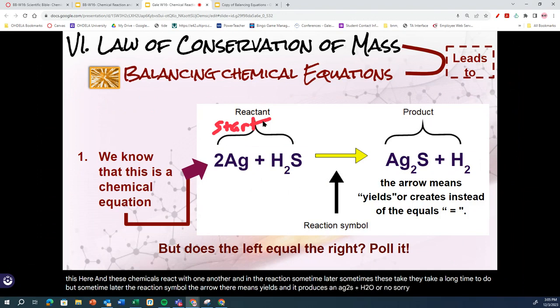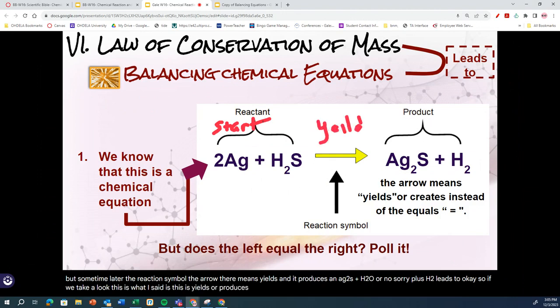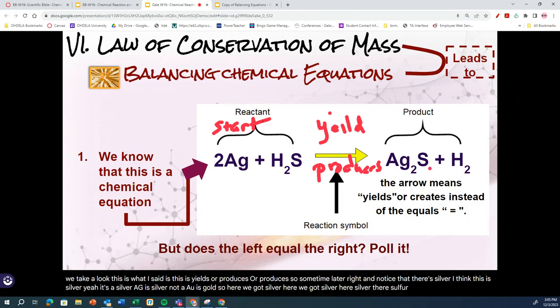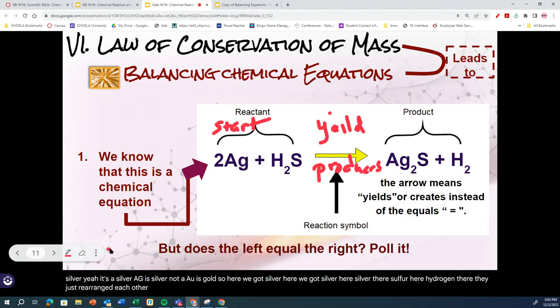Okay, so if we take a look, this is what I said, this is yields or produces. So sometime later, right? And notice that there's silver. I think this is silver. Yeah, this is silver. Ag is silver, not Au, which is gold. So here we got silver, silver there, sulfur here, hydrogen there. They just rearranged each other.